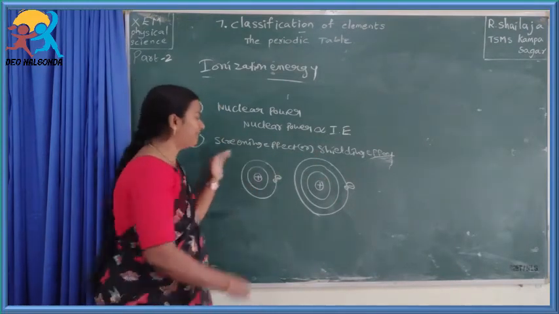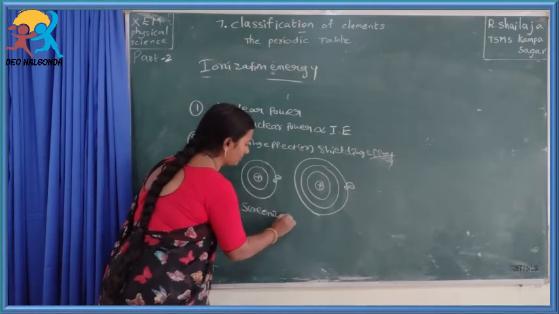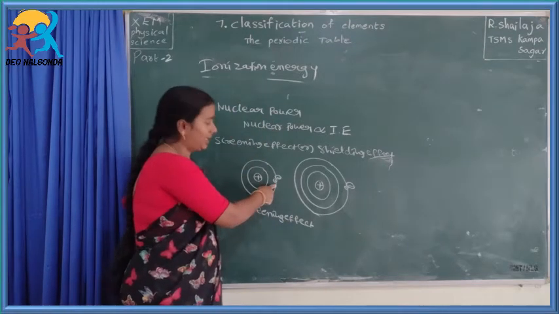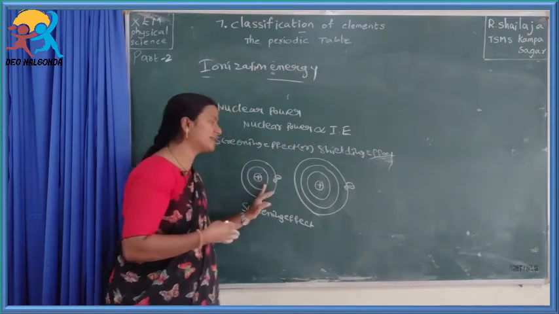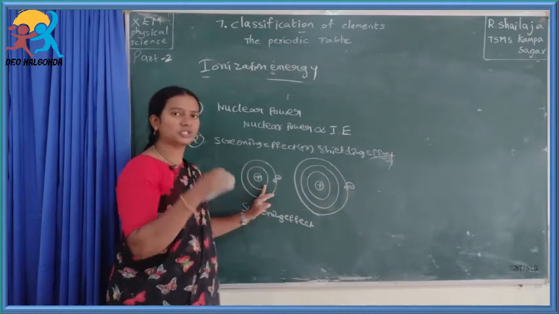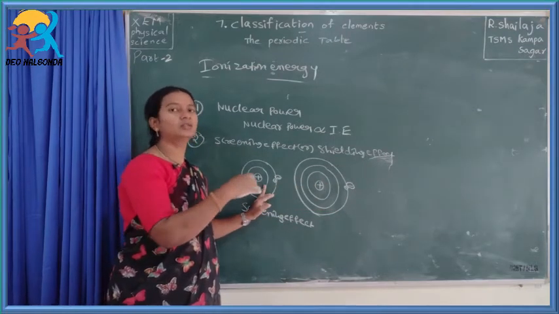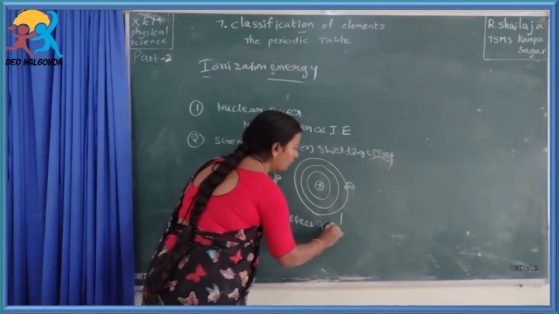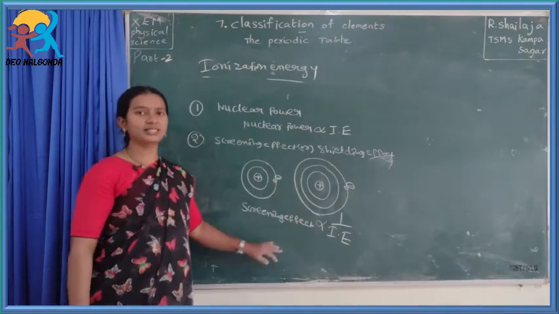If the screening effect is more, the effect of the nucleus on the outermost shell is blocked by some screens and shields, some subshells, so the effect of the nucleus is not felt by the outermost electron. The outermost electron is not affected by the attraction of the nucleus, so it is easily removed. So if the screening effect is more, ionization energy is less. If the screening effect is less, ionization energy is more.